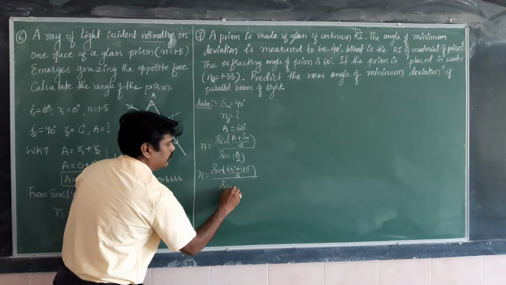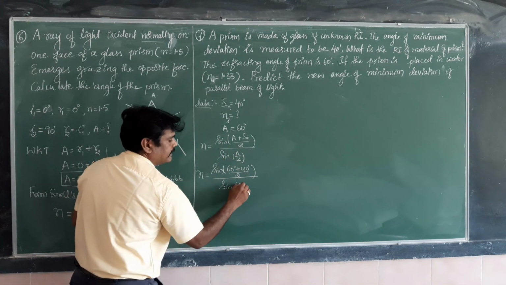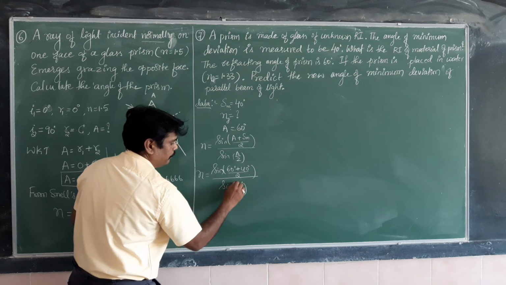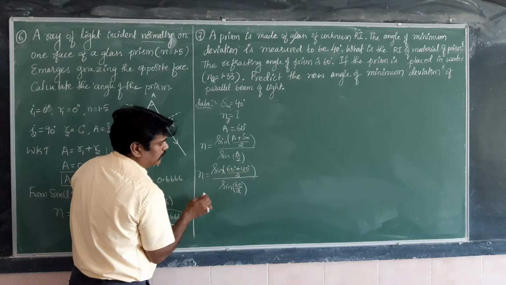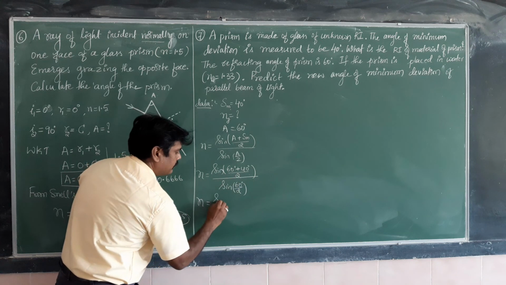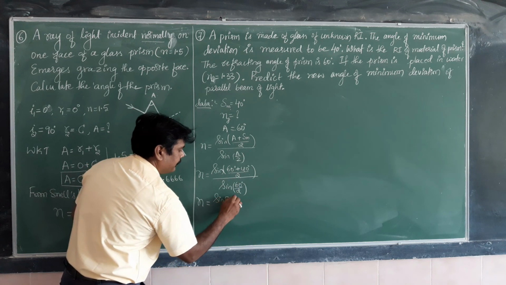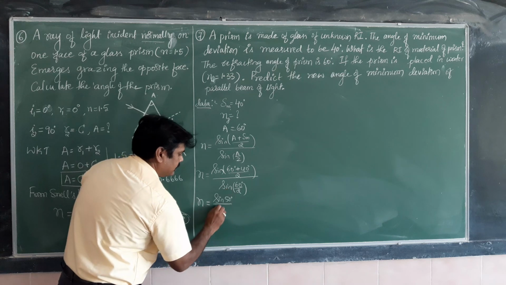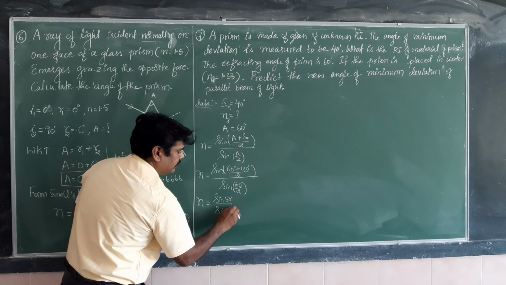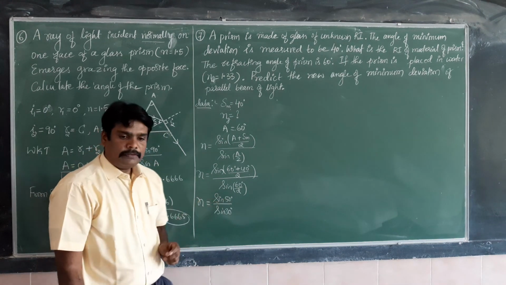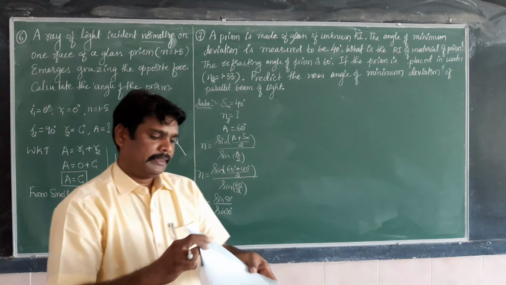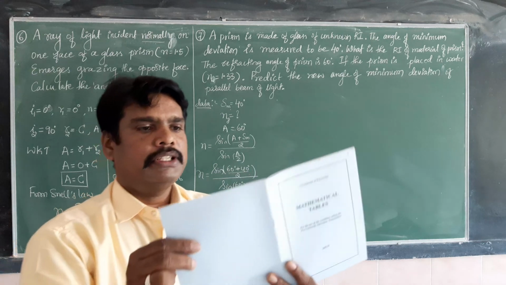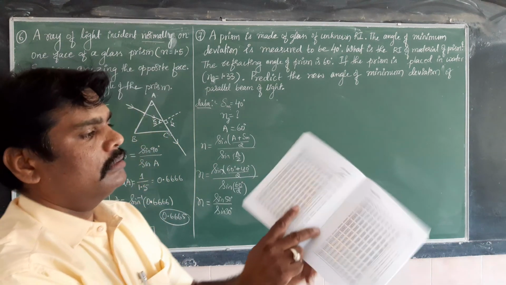Sine of A by 2, that is 60 degrees divided by 2. So n is equal to, 60 plus 40, 100 by 2, is 50 degrees, sine 50 degrees, divided by sine 30 degrees. Sine 30 is a standard value, but for sine 50 I am going to use the mathematical table which helps to find the sine 50 value.